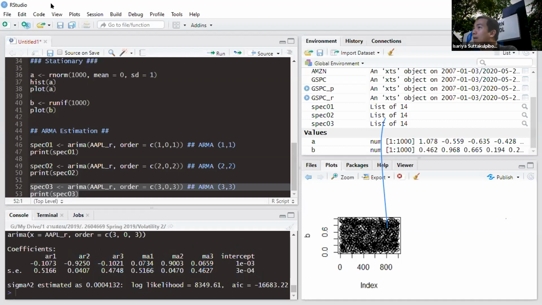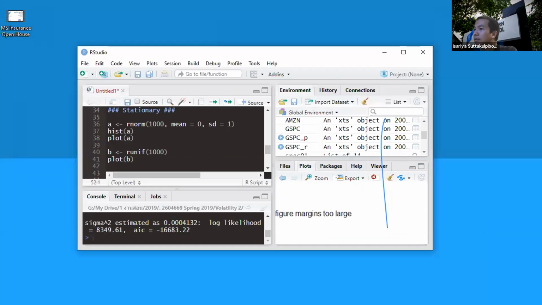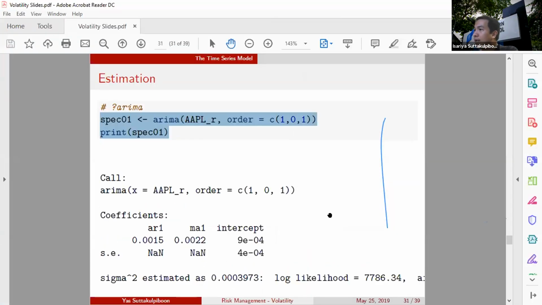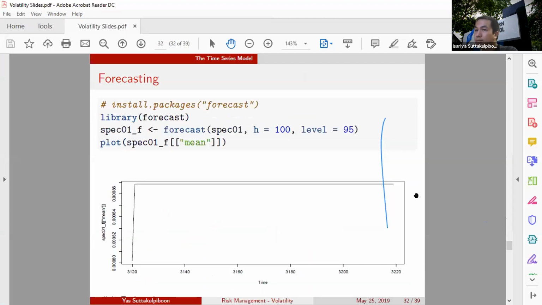That's the ARMA. Now let's look at the volatility.